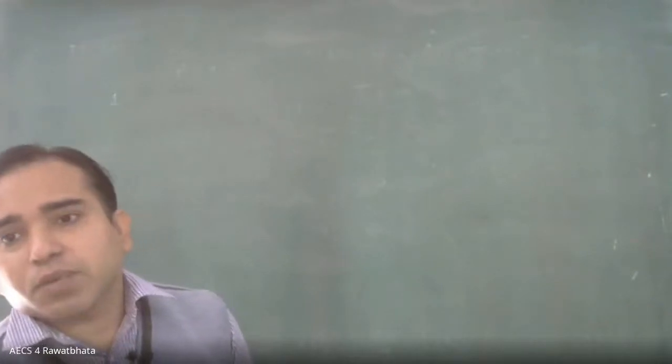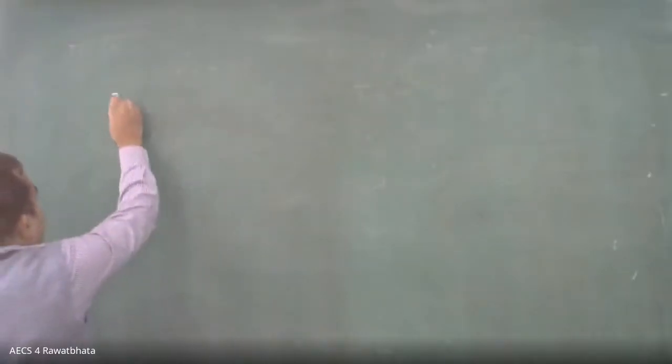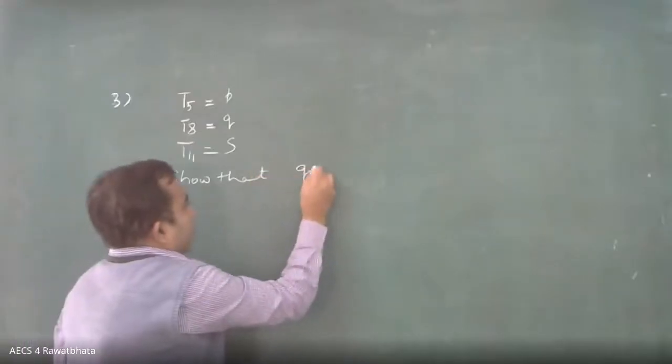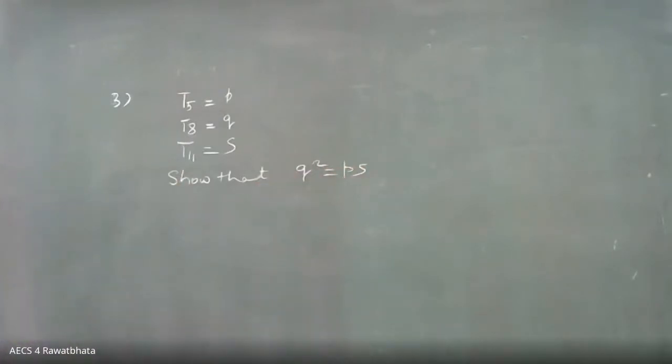Can you repeat? The fifth, eighth, and 11th terms of a GP are P, Q, and S. Show that Q square is equal to PS. Because they are the terms of a GP.